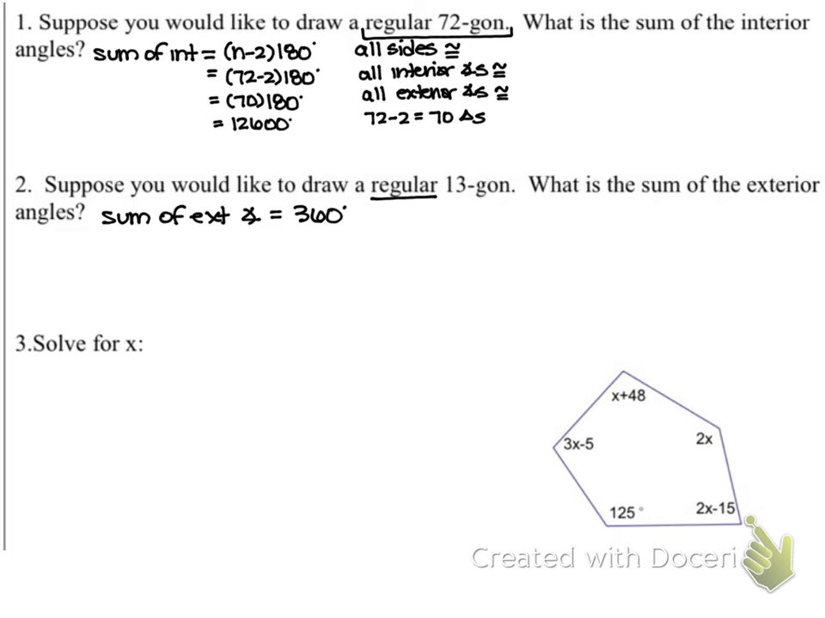Okay, solve for x. All right. Well, this looks like a polygon to me. I have no idea if it's regular. Nobody told me. I'm not going to assume. So I think I can do the sum of the interior angles because those all look like interiors to me. So let's do the sum of the interior angles. Let's count how many corners I've got. This is a 1, 2, 3, 4, 5-sided polygon.